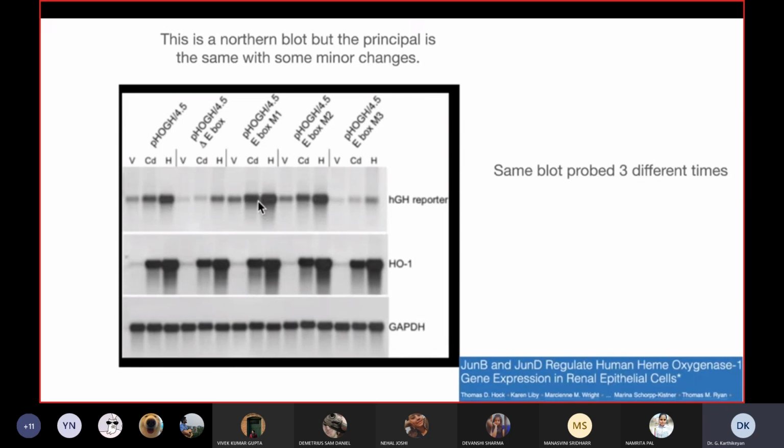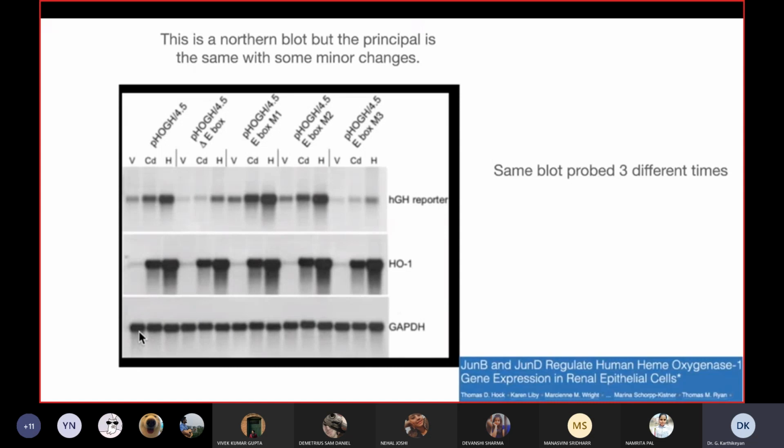And here you can see it was turned on a lot, and a lot here. And here you can see with this particular deletion, or this particular mutant that I had, the M3, the induction of the reporter was almost completely wiped out. And here's the endogenous gene right here. The gene's called heme oxygenase 1, but you can see the endogenous gene.